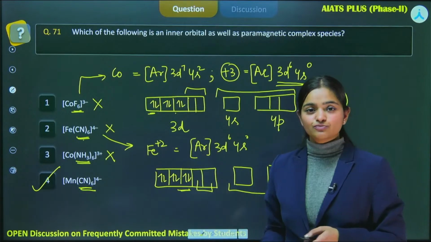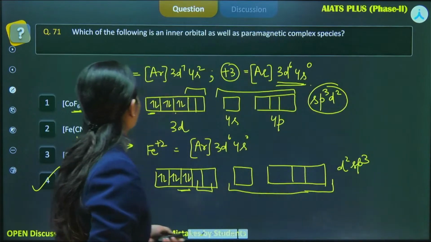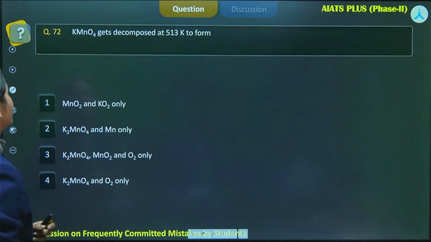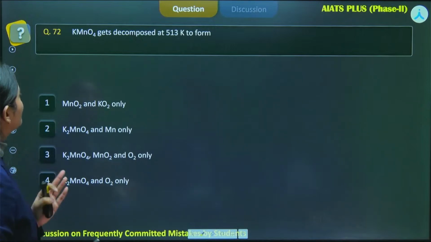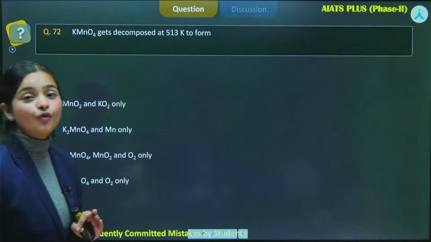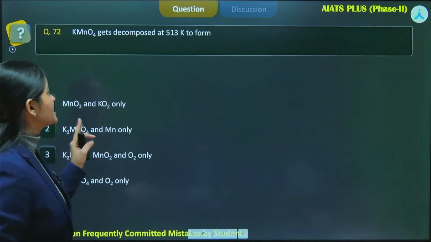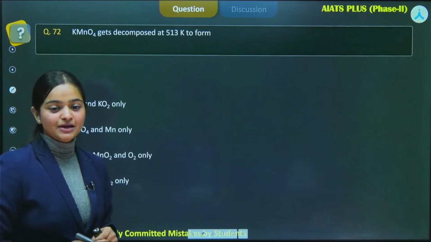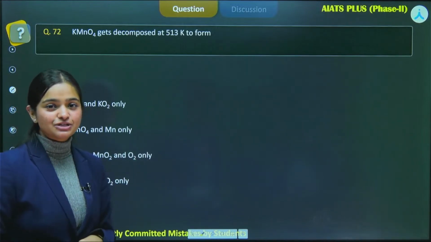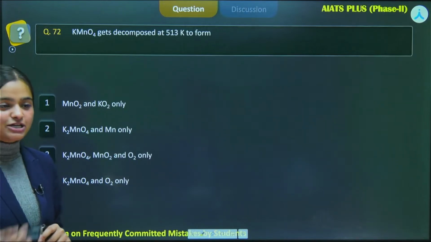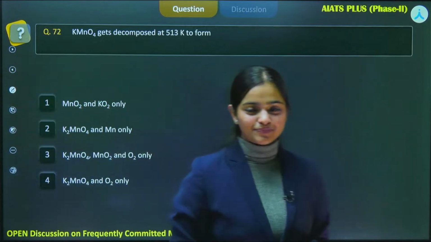Right, so let's just move on to the next question. Okay, so the next question is: KMnO4 gets decomposed at 513 Kelvin to form. Now, this is a decomposition reaction of potassium permanganate. Mark your answers in the comment section, be quick, and then we will move towards the explanation of the question. Be quick, everybody.